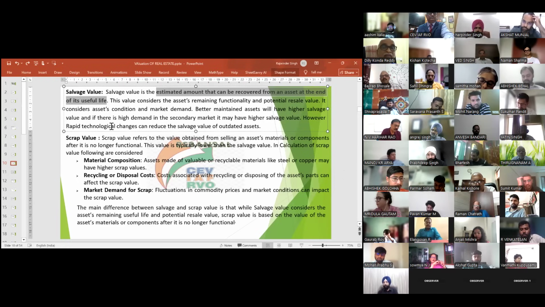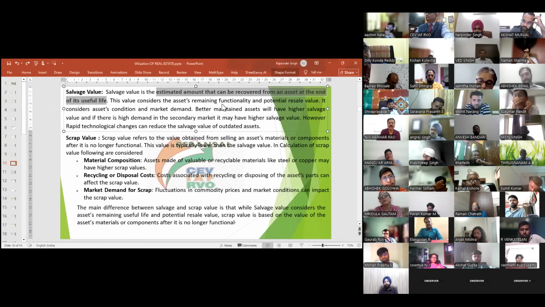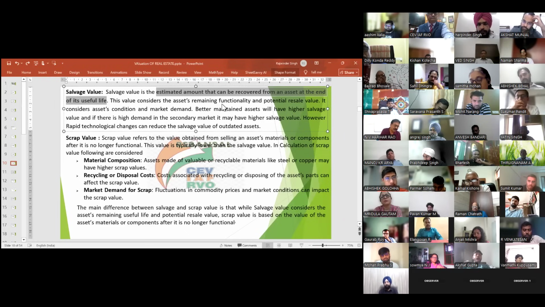So scrap value will be calculated on the basis of, let us suppose you have a building, then it will depend upon what type of material has been used. An industrial steel building will have more scrap value than a residential load bearing structure. Then it will depend upon the cost of recycling and disposal costs.